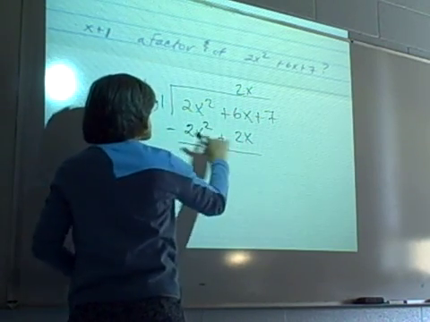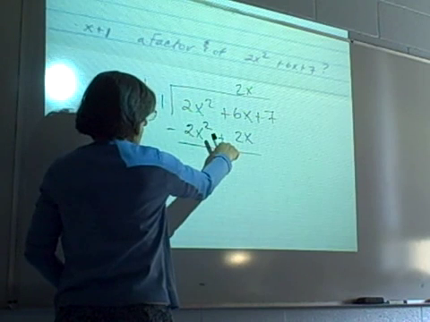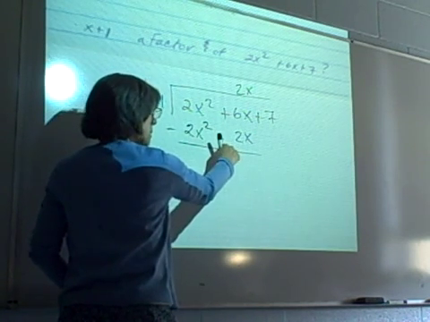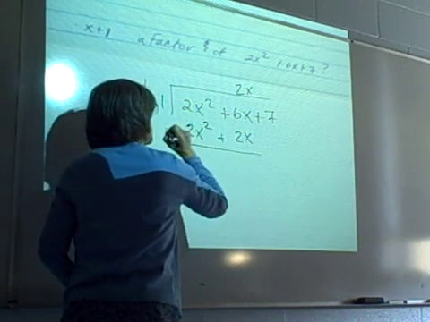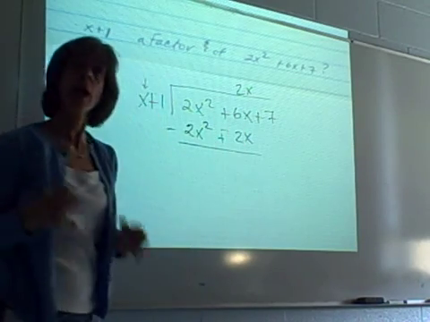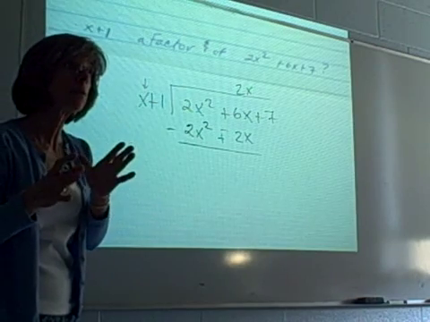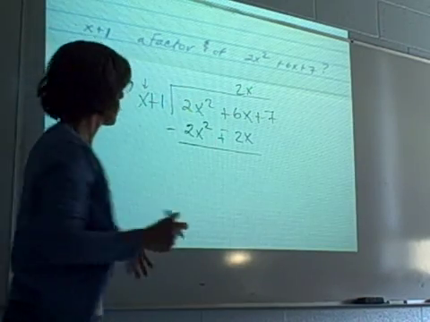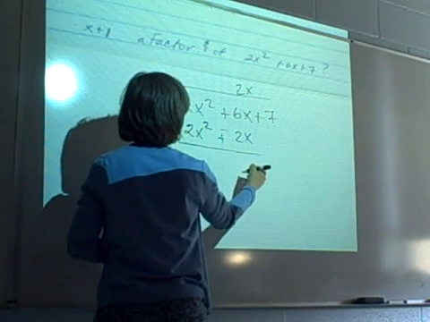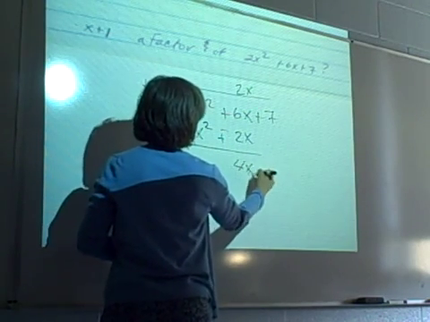So I'm now subtracting. What happens to this plus sign? It's a positive now, but what am I doing? I'm subtracting. So I have to remember to change the sign. That's where a lot of people get confused, but we're subtracting right now. So 6x minus 2x is what? 4x, plus 7.